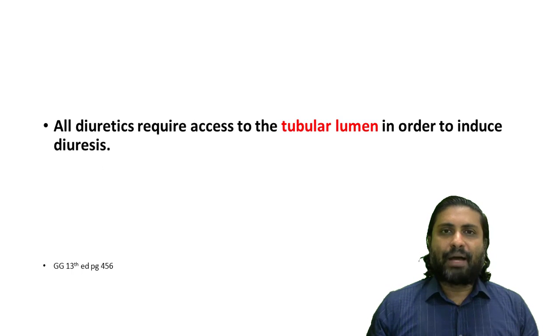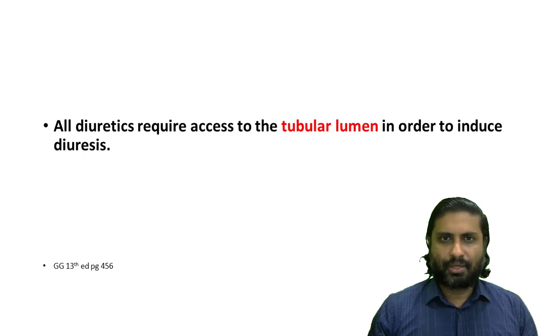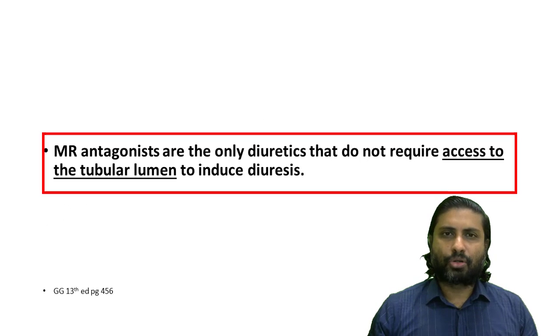Now, right off the bat, we need to understand that all diuretics require access to the tubular lumen in order to induce diuresis. But there is an exception, and the exception are the mineralocorticoid receptor antagonists. They are the only class of diuretics that do not require access to the tubular lumen to induce diuresis.